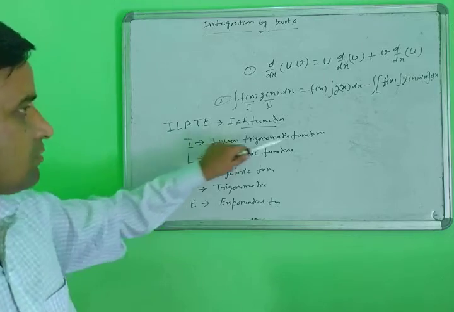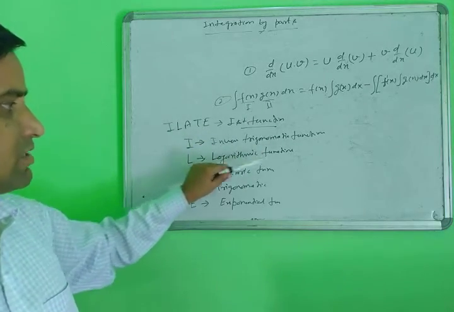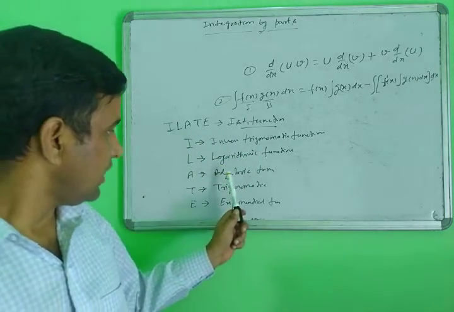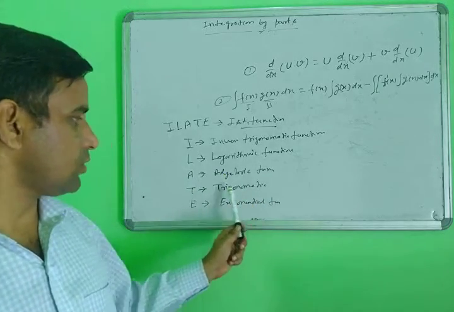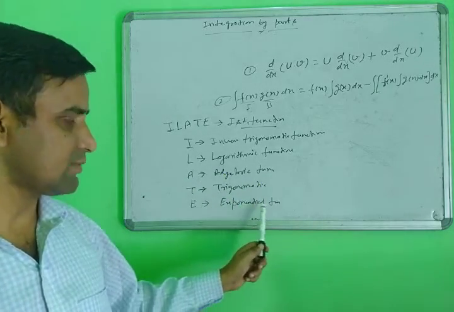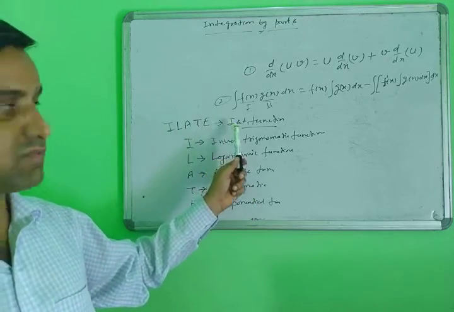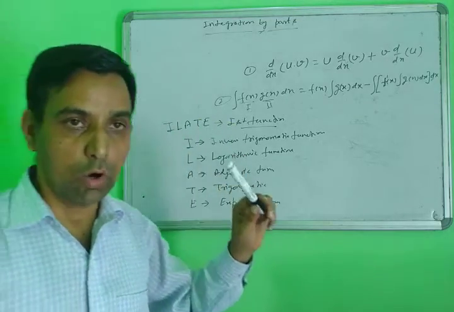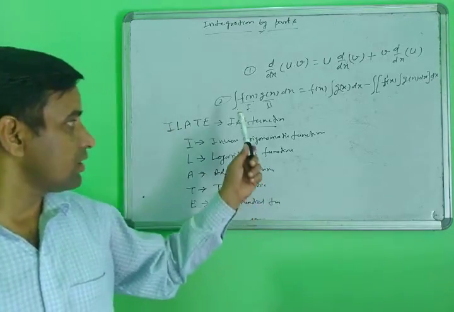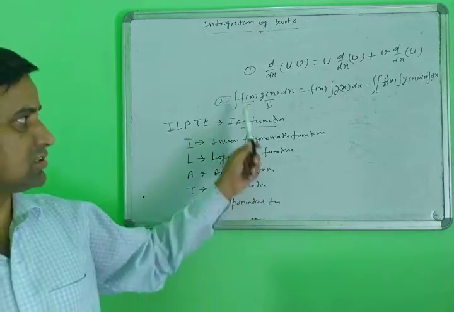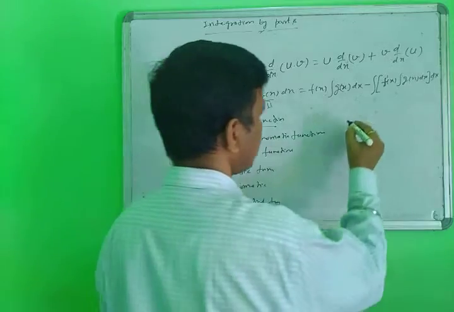I is for inverse trigonometric function, L for logarithmic function, A for algebraic function, T for trigonometric function, and E for exponential function. According to these rules, you will select the first function. This ILATE rule is used only when you are selecting the first function, when you have two different functions.